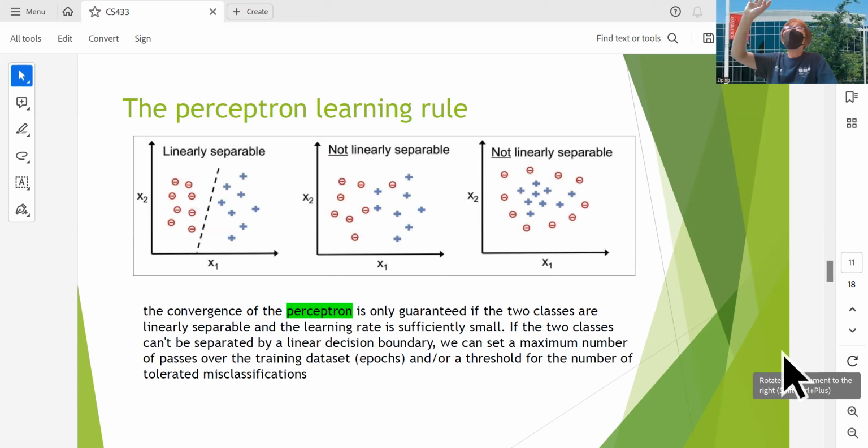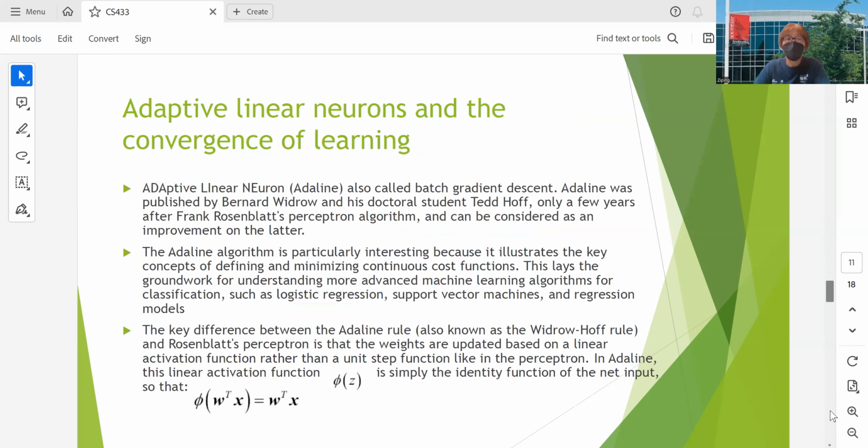And be careful about perceptron. The data, the sample, must be linearly separable. If it's not linearly separable, it's not going to work. But there is a disadvantage for perceptron.